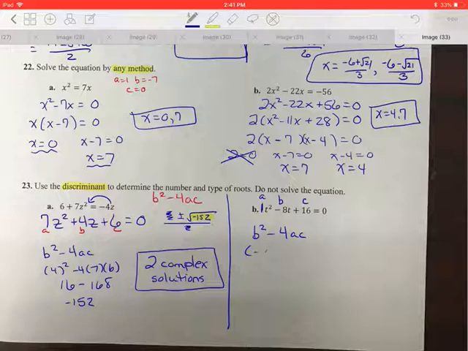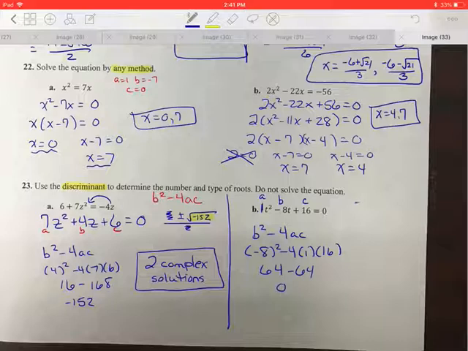Okay, so B is -8. I'm going to square -8, minus 4 times 1 times 16. And I end up with 64 minus 64. So this gives me a 0 for a discriminant.